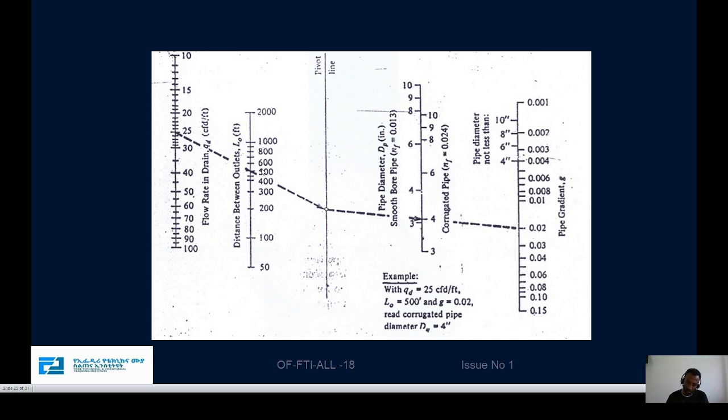In this case, 500 feet. Then we go to the flow rate. The flow rate is 25. Corrugated pipes will also use the same pipe gradient. The slope is 2%, for example. So in the example, the discharge is 25, the length is 500, the grade is 0.02 or 2%, and the diameter is 4 feet.